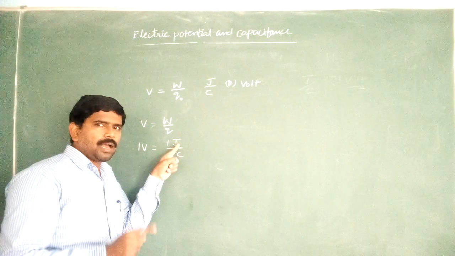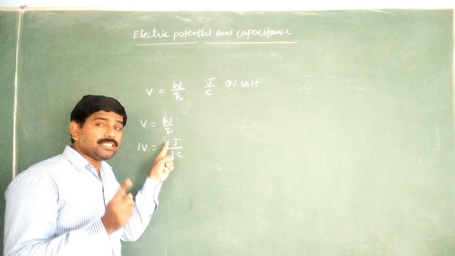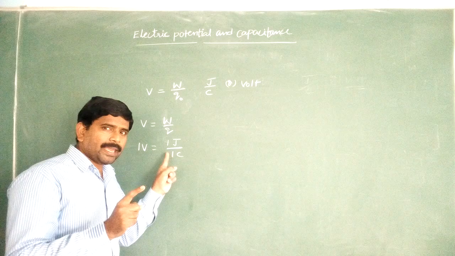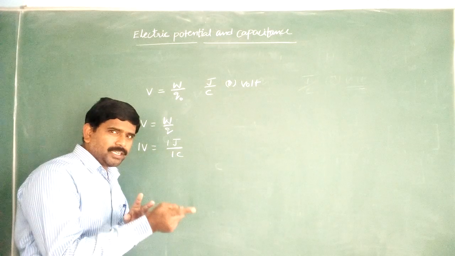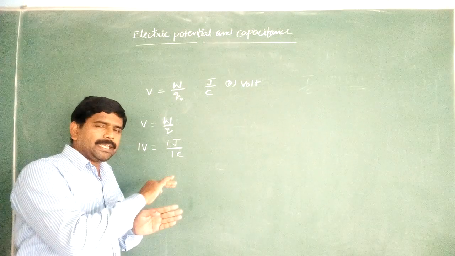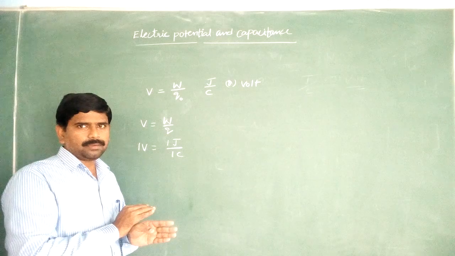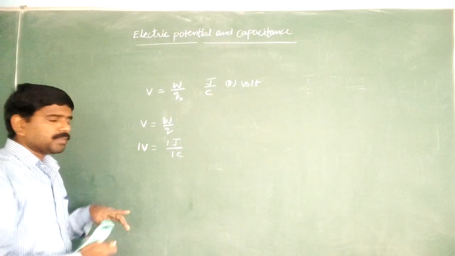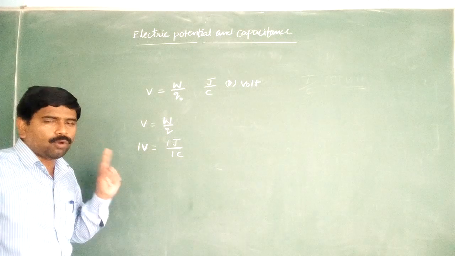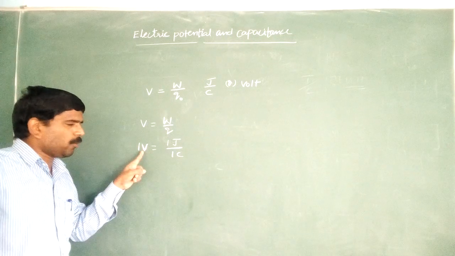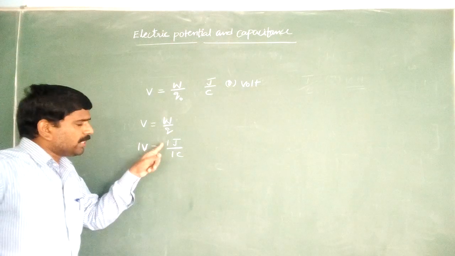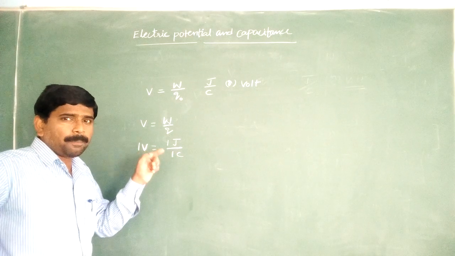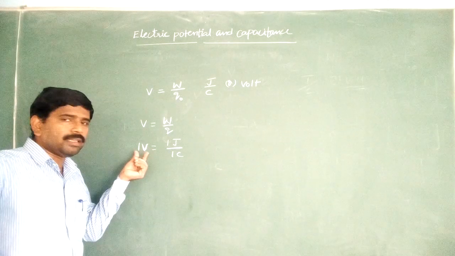Means if 1 joule of work is to be done to bring a unit positive test charge from infinity distance to the particular point in the electric field, that is against the electric field. So how do we define this? Electric potential at a point is said to be 1 volt means 1 joule of work is to be done to bring a unit positive test charge from infinity distance to a point against the electric field. That is what we call 1 volt.